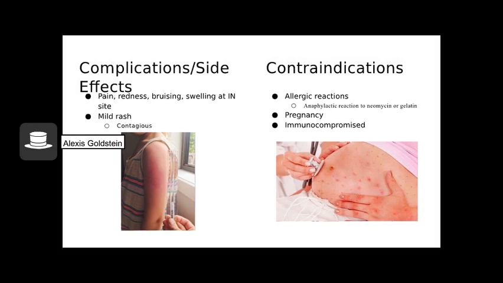As with any vaccine injection, there is always a risk for pain, redness, bruising, or swelling at the injection site. After receiving the vaccine, it is possible to develop a mild rash. This typically occurs 1 month after the injection, and the rash is contagious. In this way, one can consider the vaccine to be transmissible.